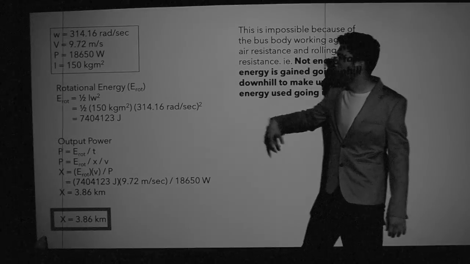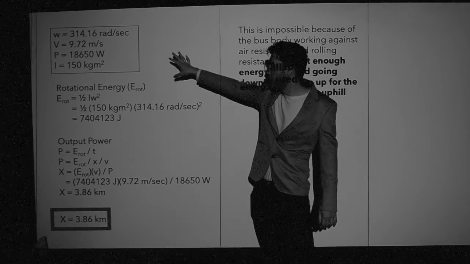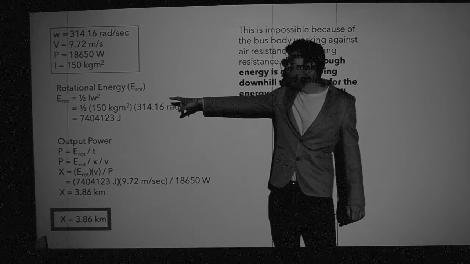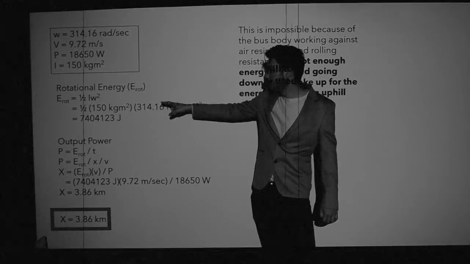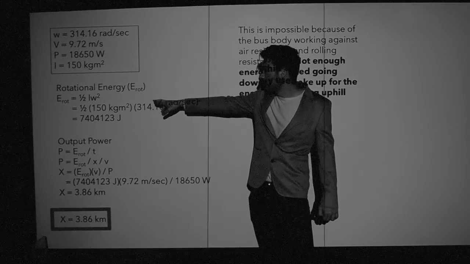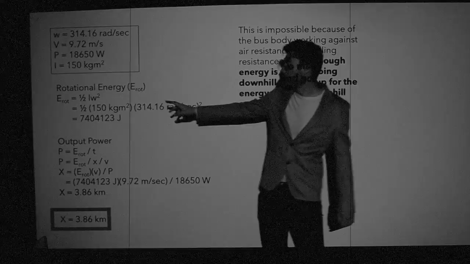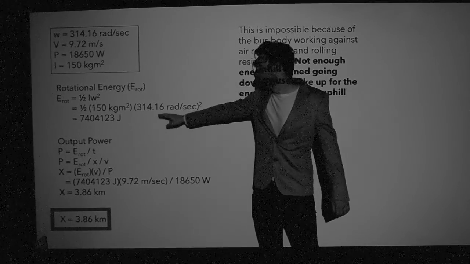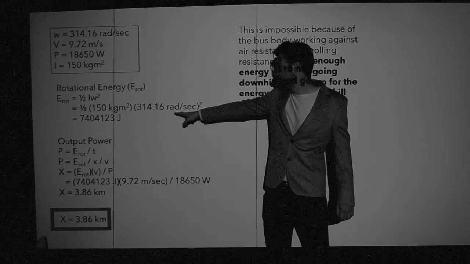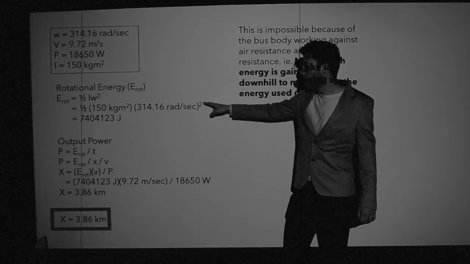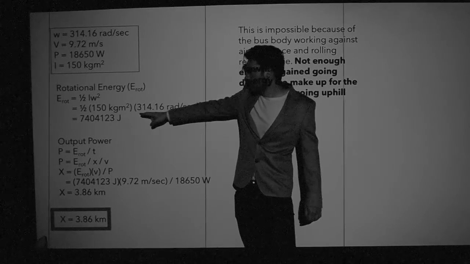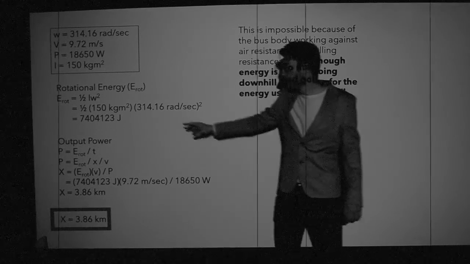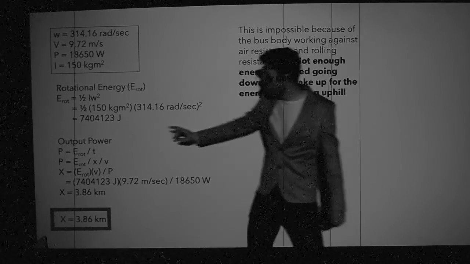Okay, so let's continue. We're going to have all the values that we just found up in the top corner. So now we're going to have to find the rotational energy, and we know that equals 1/2 times inertia times our W that we found earlier squared. So it's going to equal 1/2 times 150 kilograms per meter squared times 314.16 radians per second, and then square that. So we're going to get 7,404,123 joules.